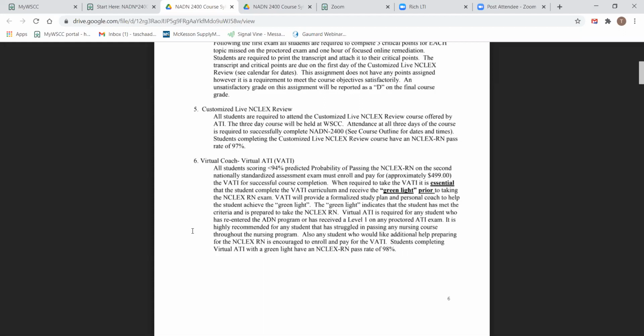So when you're required to take the virtual ATI, it's essential that the students complete the virtual ATI curriculum and receive the green light prior to taking the NCLEX RN. So they will give you a green light, and the anticipation is that you will take that NCLEX RN within 2 weeks of getting the green light. Virtual ATI will provide a formalized plan and a personal coach that help you to receive that green light. The green light indicates that the student has met the criteria and is prepared to take the NCLEX RN.